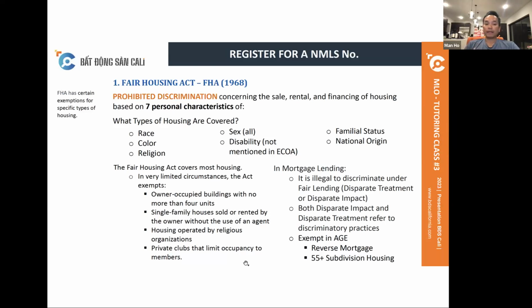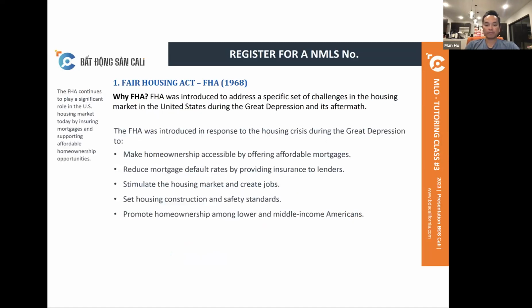So far I've been explaining about the FHA: what is covered, what it tries to protect, and also there's some exemption to that. Then why is there an FHA? When you see an act introduced or imposed, there has to be a reason for it. Somebody did something that caused that act to be introduced.